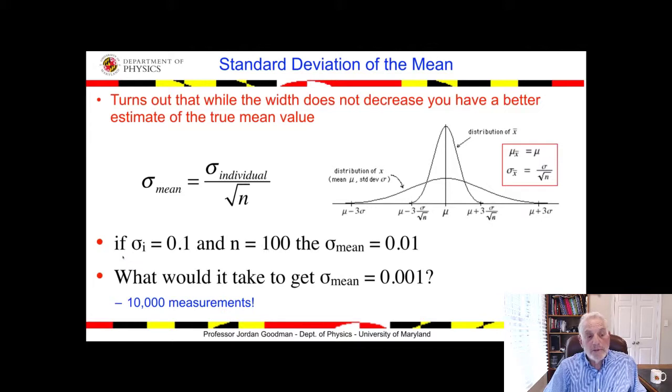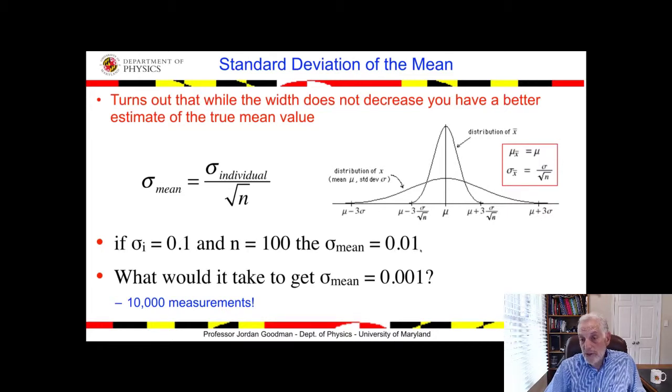So let's say I had a distribution with a sigma of individual points of 0.1. It wouldn't matter how many points I sampled, I would always get a Gaussian with a width of 0.1. If I take 100 points, I can know the mean of that Gaussian to the individual sigma, which is 0.1, divided by the square root of 100, which is 10. So I would get the sigma of the mean as 0.01.